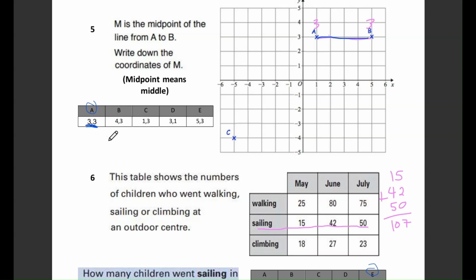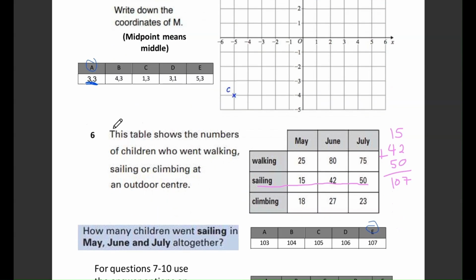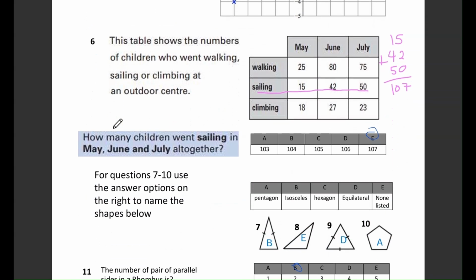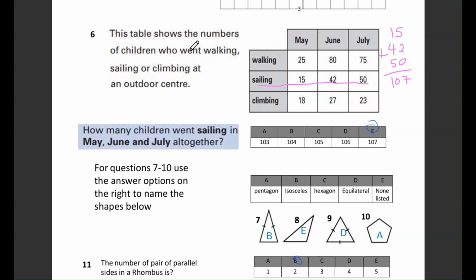After carrying out this calculation, you should arrive at 3, 3. Therefore, the correct answer is A, 3, 3. Question 6. Now let's move to question 6. This question asks how many children went sailing in May, June, and July altogether. The multiple choice options are A, 103, B, 104, C, 105, D, 106, and E, 107.